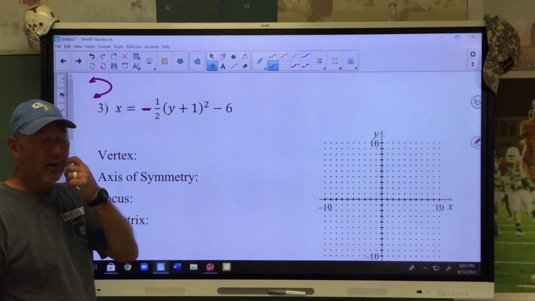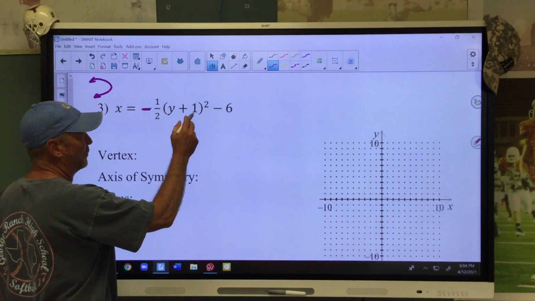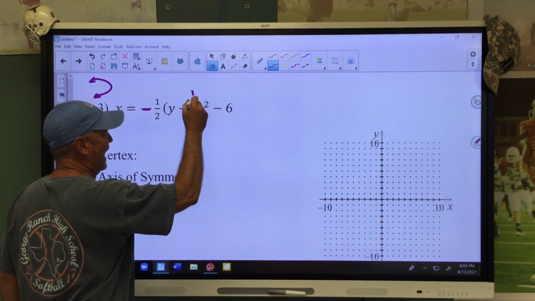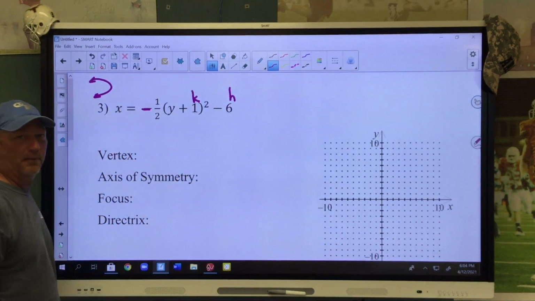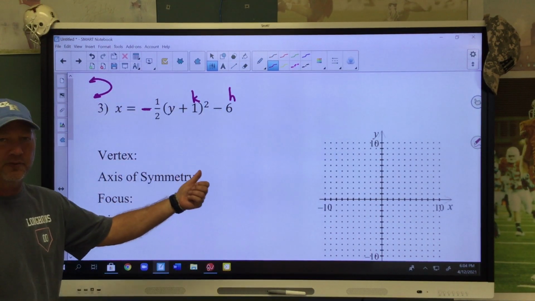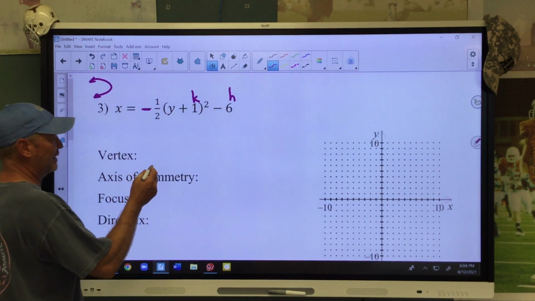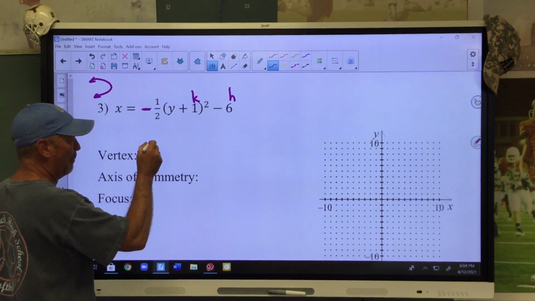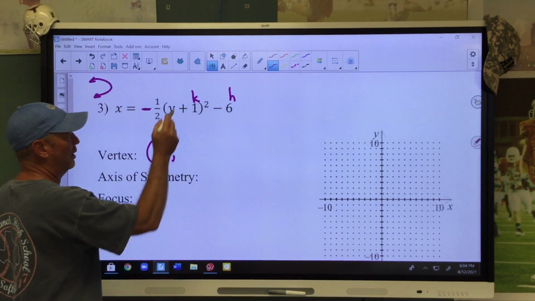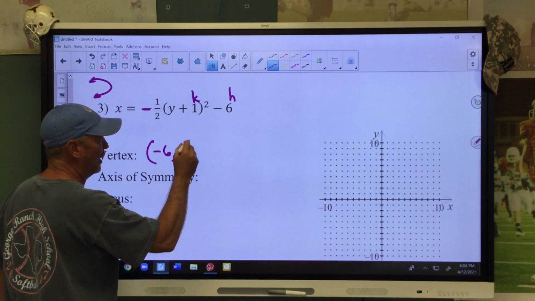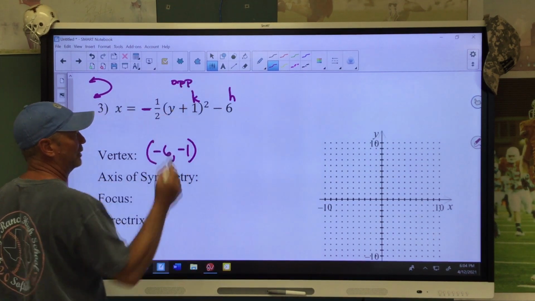And remember where you find this from. Okay? This is your y. All right, so this is going to be my k value inside. This is my h value over here. Okay? Because that was on the previous page. If you need to go back, you can look at it. But my vertex is still hk. My vertex will be -6, comma, -1. Because remember, inside the parentheses, we're still thinking opposite.